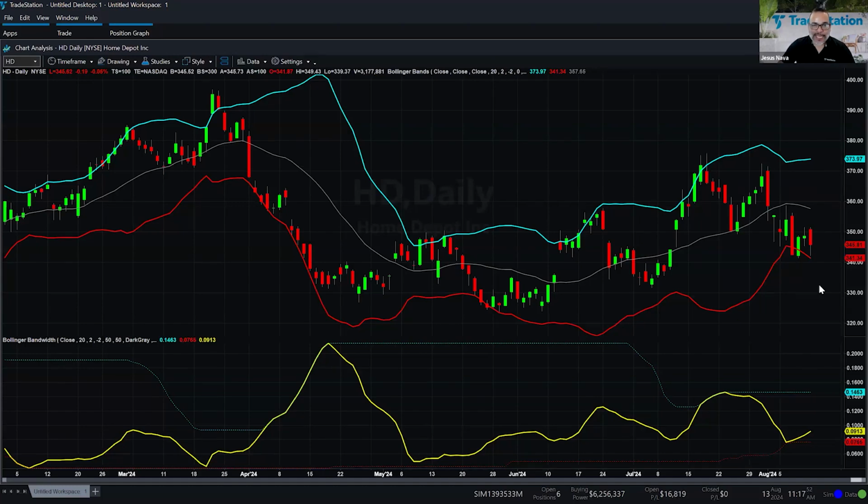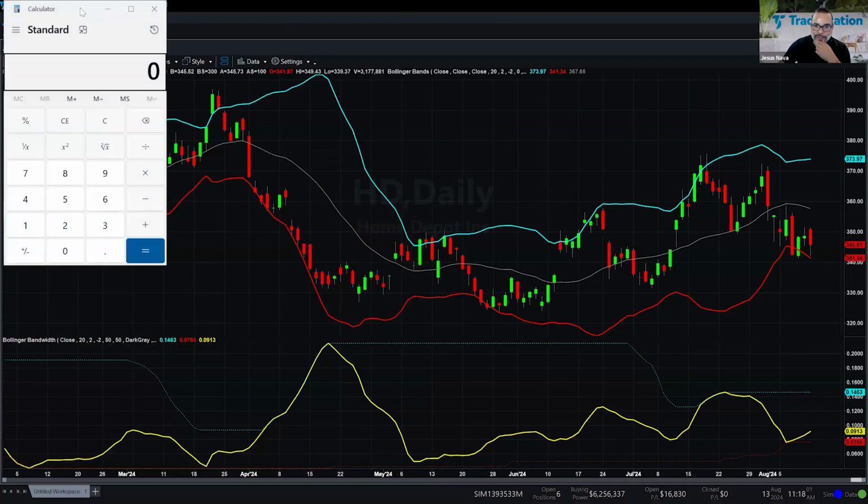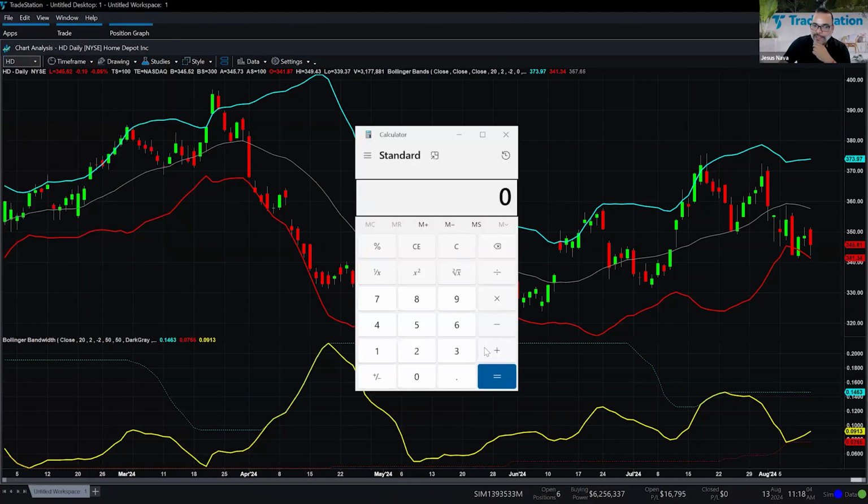What it does, as I said at the beginning, is calculate the difference between the two bands of that volume. Pull up my calculator so that we can make the math here right on the screen. So we have 373.97 minus 341.34. And that gives us 32.63. What does that mean? It means that up until yesterday, the bands were $32.63 apart.